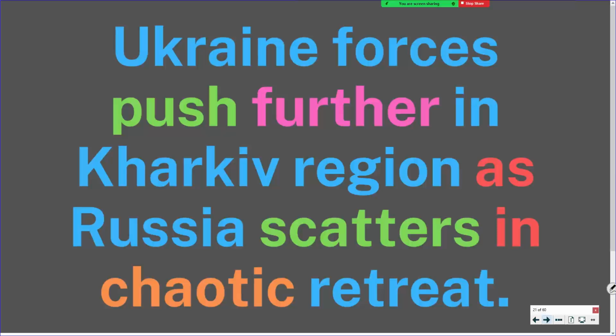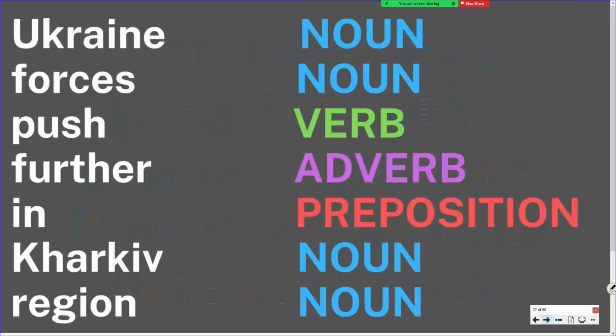Every word that we use in a sentence is going to be identified with one of the 9 parts of speech. So, Ukraine. What we could do is combine these two, Ukraine forces, and that's what we could call a noun phrase.